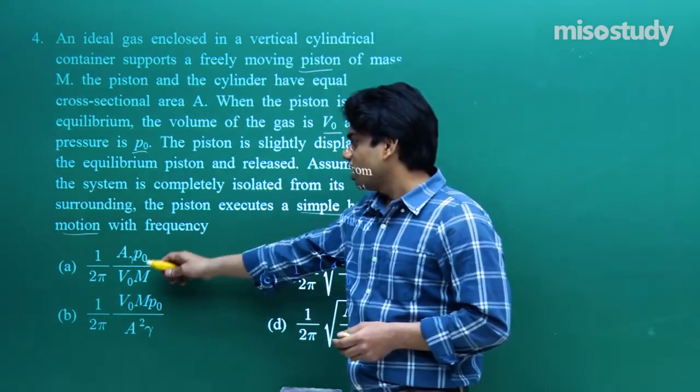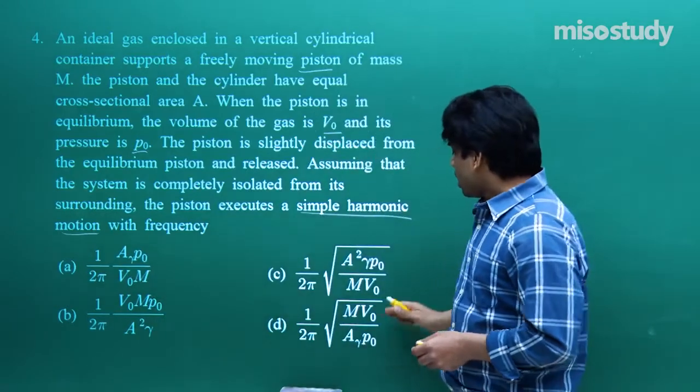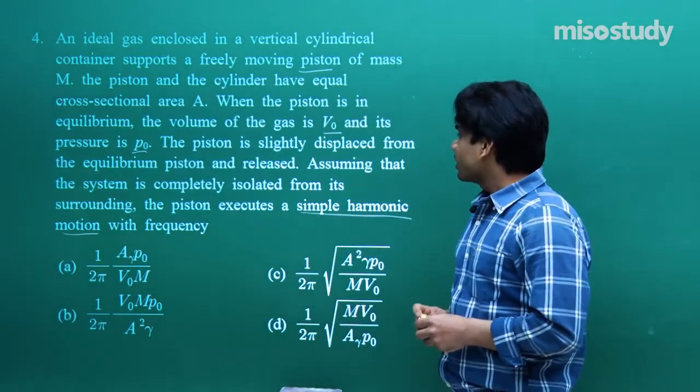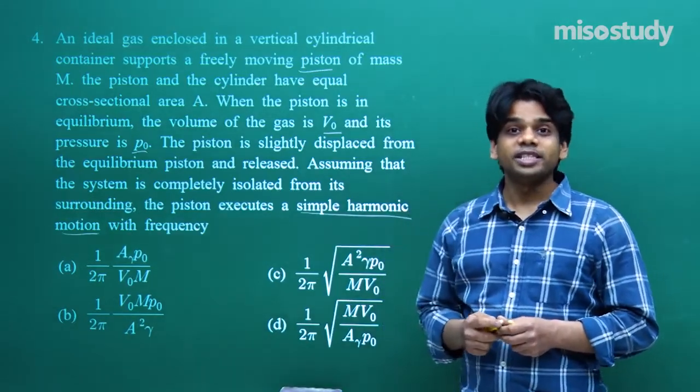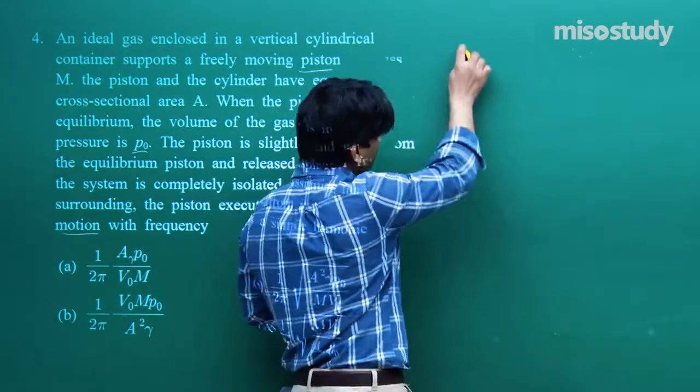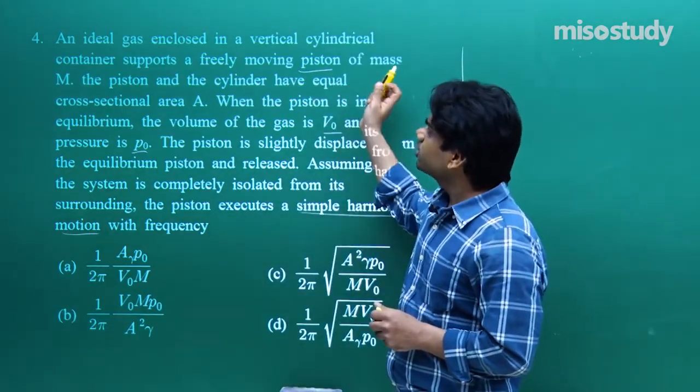You can see in option A, gamma is multiplied. It's not in the suffix. Next, here also gamma is in the suffix. So, how to find out? First of all, let me tell you it's a case of adiabatic process.